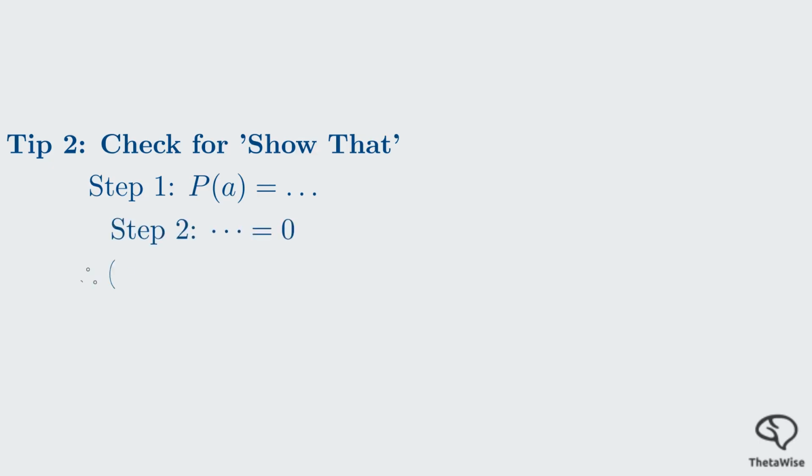If a question says, show that x minus a is a factor, you must explicitly write down the substitution and the final step where you show it equals 0. Simply performing long division is often not enough for the first mark. Use the factor theorem directly.